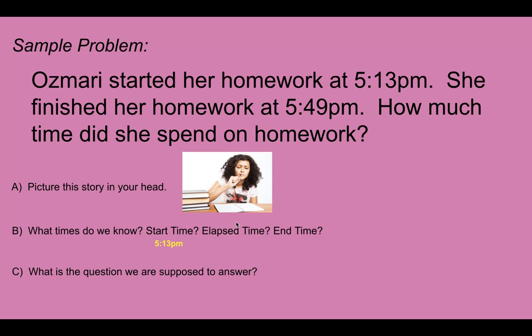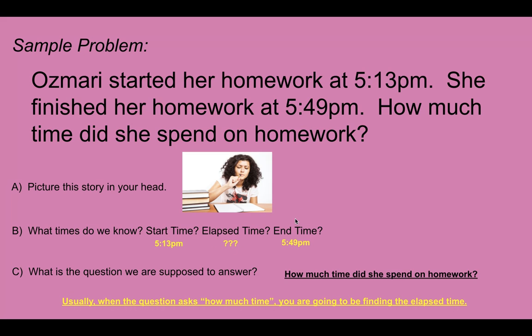So do we know our elapsed time? Nope. What about our end time? What time something ended or finished? It says that she finished her homework at 5:49. So we do know that the end time is 5:49 p.m. And then what is the question we are supposed to answer? Well, we are supposed to answer how much time did she spend on homework? That is our elapsed time. Usually, when the question asks how much time, you're going to be finding the elapsed time. All right, let's solve this now together.